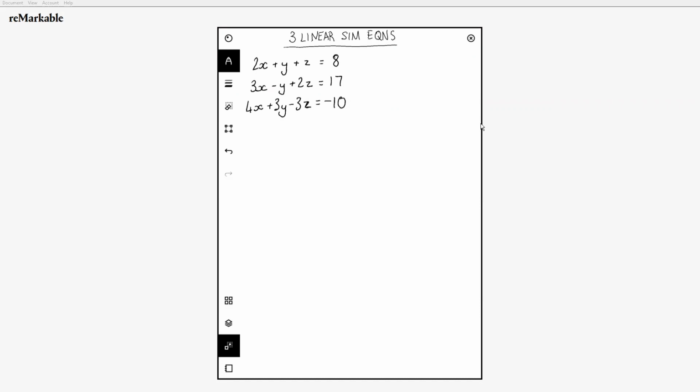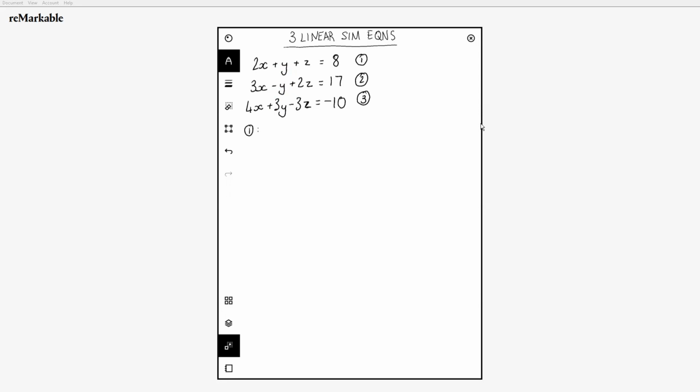So step 1, we always label the equations so we know which one we're talking about at a given time. And now we've got to choose what letter we want to get rid of. So I would often choose the one that has the easiest common multiple. So in this case, it's going to be the y values. And we choose 2 equations that we can eliminate the y values from. So I'm going to choose equation 1 and equation 2 to begin with.